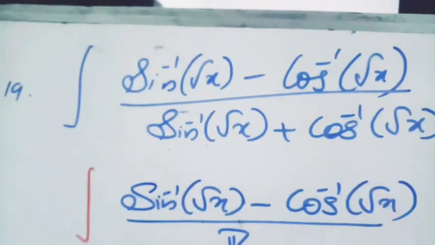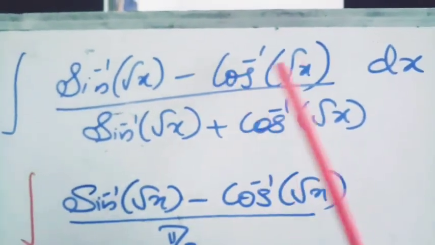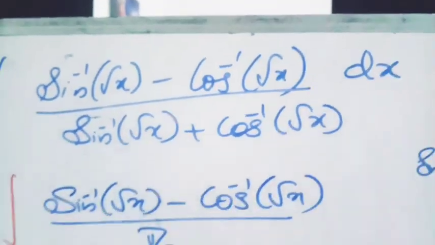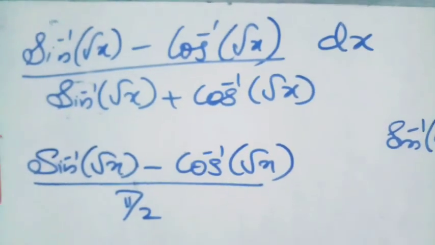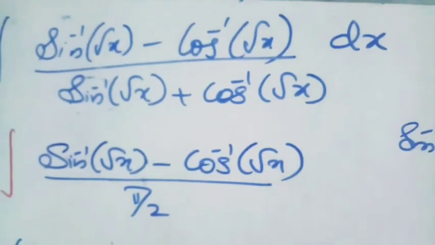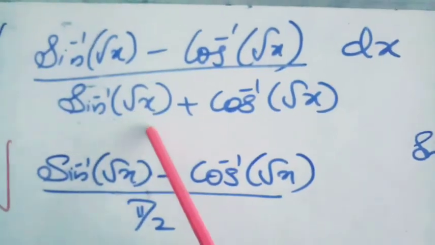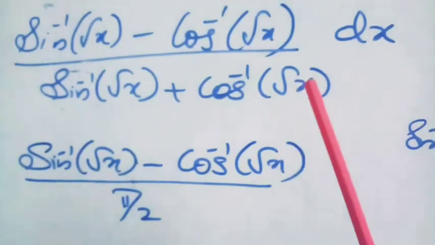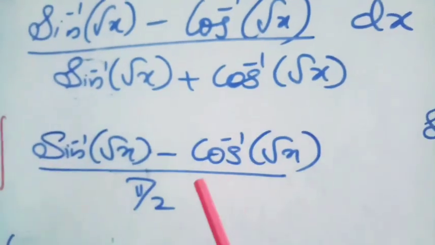Next question is also from miscellaneous exercise question number 19. That is sin inverse root x minus cos inverse root x divided by sin inverse root x plus cos inverse root x dx. It is also an indefinite question, not a definite one, and it is a little important also. And everybody knows the denominator sin inverse root x plus cos inverse root x. What is that? This is from our inverse trigonometric function. The answer of this one is pi by 2.